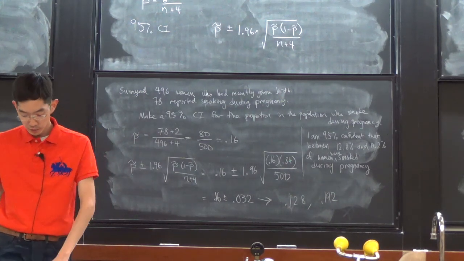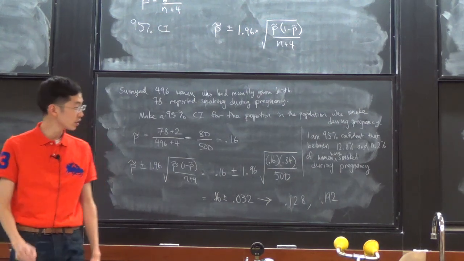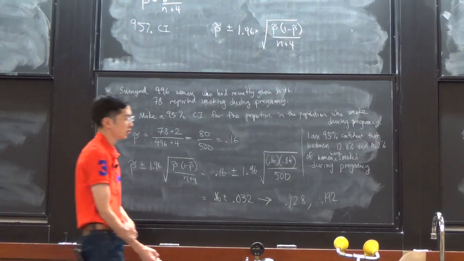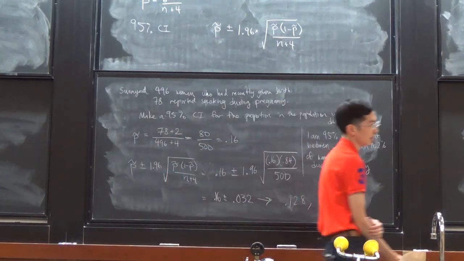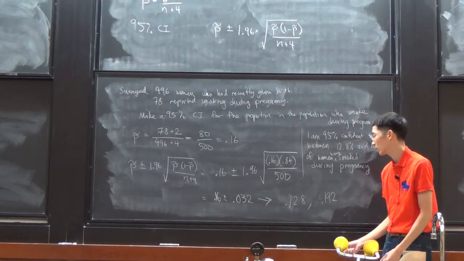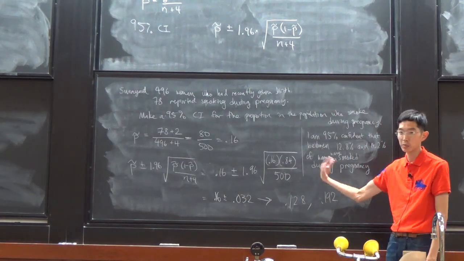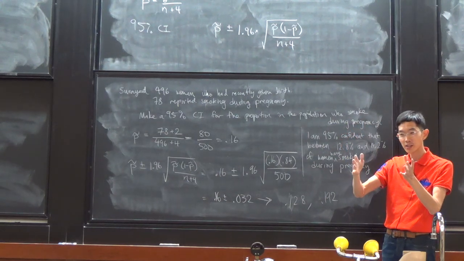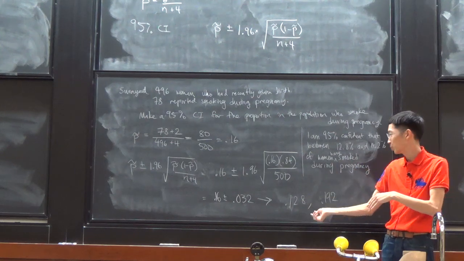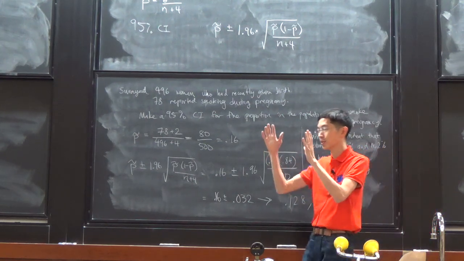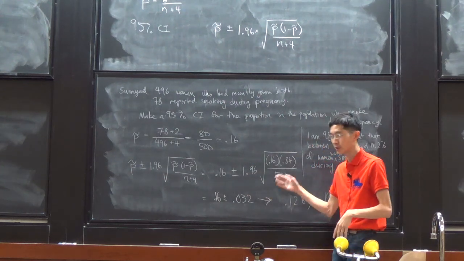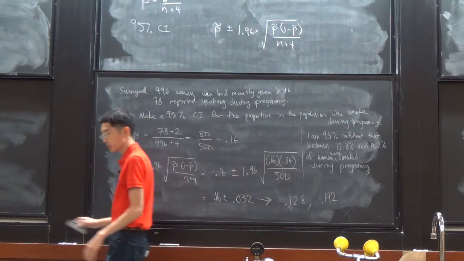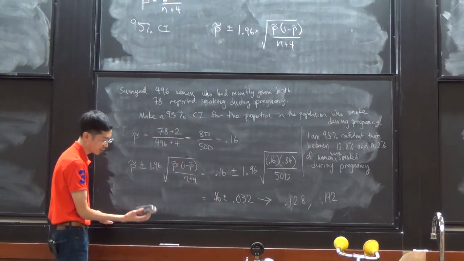You have a few problems in your text dealing with that. There are a few problems where you have to estimate how big of a sample you need. It's just working backwards. If you want a certain margin of error, you set that as your limit, and you can solve for the n that you need. It's not too terrible, it just requires some algebra.